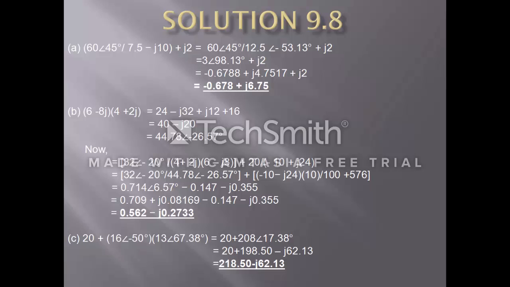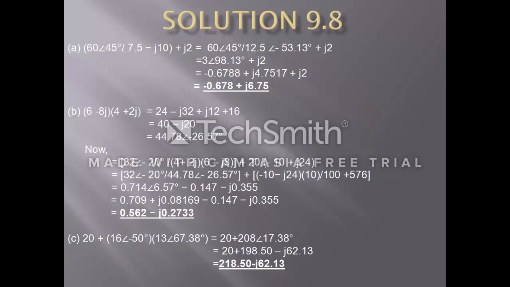Then solving the first and the second brackets and changing them into the rectangular form, we get 0.709 plus j0.08169 minus 0.147 minus j0.355. So with normal subtraction and addition, we get 0.562 minus j0.2733. This is the answer for the B part.